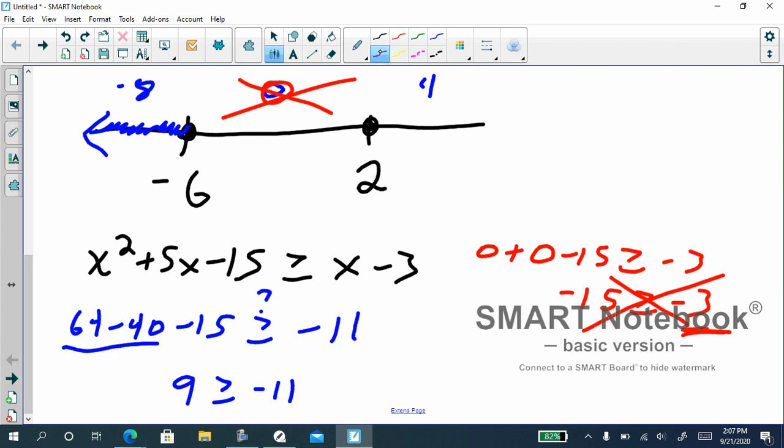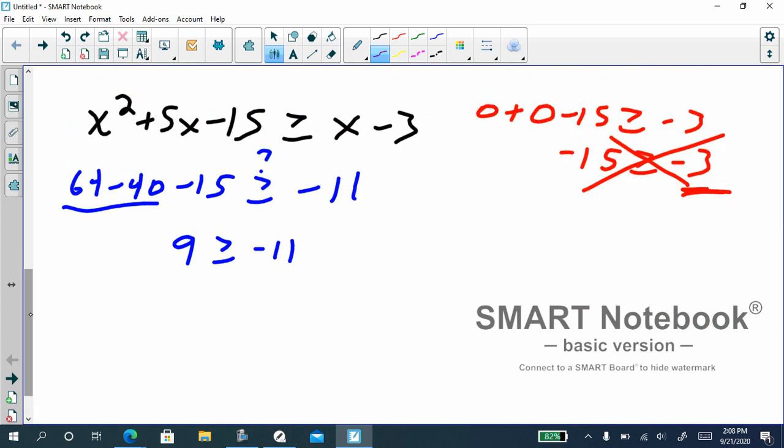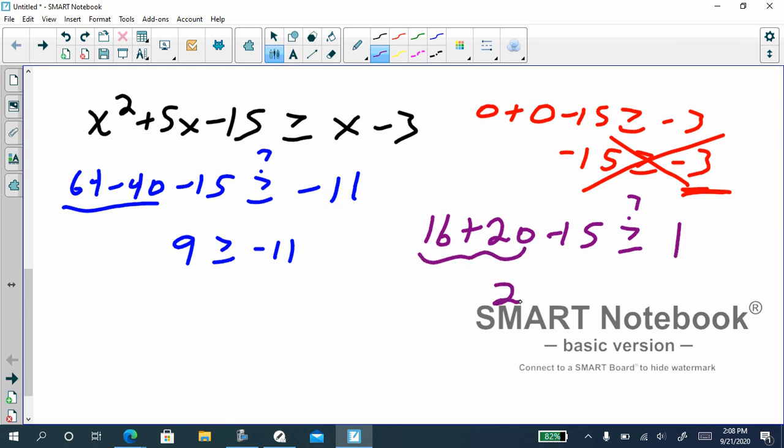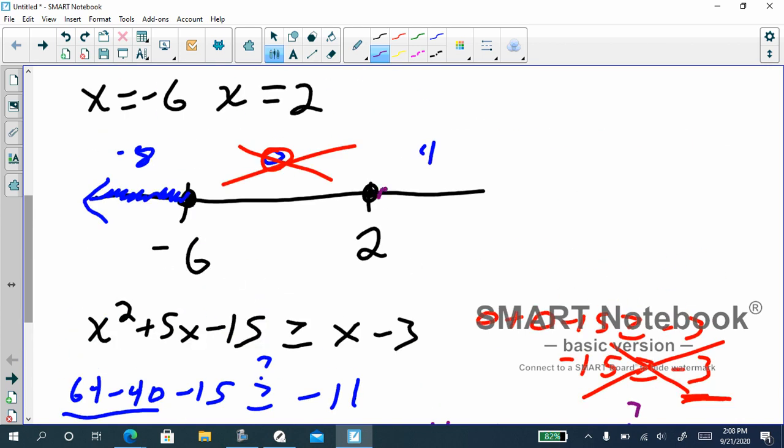All right, now let's test 4. So if we put a 4 in, we get 4 squared. 4 squared is 16. 5 times 4 is 20. Minus 15, and let's see if that's going to work. Putting a 4 in, 4 minus 3 is 1. So we get 36 minus 15, which is 21, and that's a true statement. So we are going to highlight this.